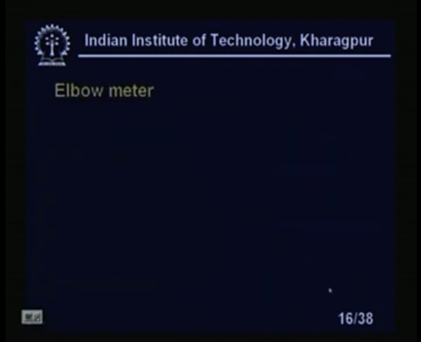Now, the elbow meter is a different kind of system. It is usually used in huge pipe installations. It is not suitable for small bending of pipe, so it is used for the large bending of the pipe. Now, in all the cases except the pitot tube, it is usually used for gas.